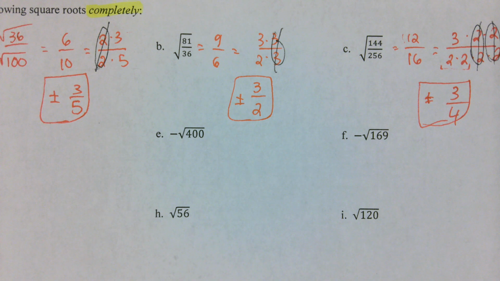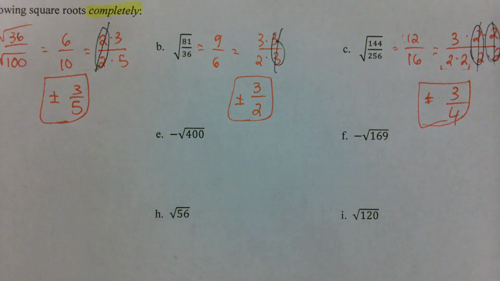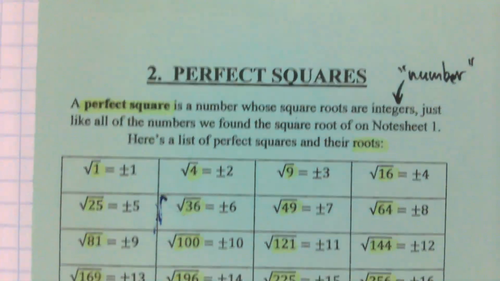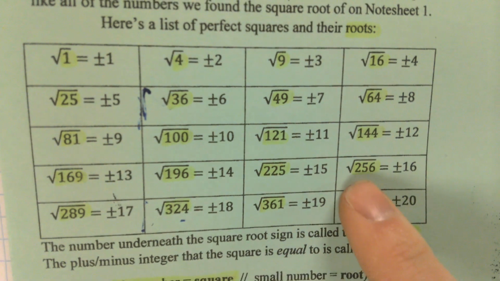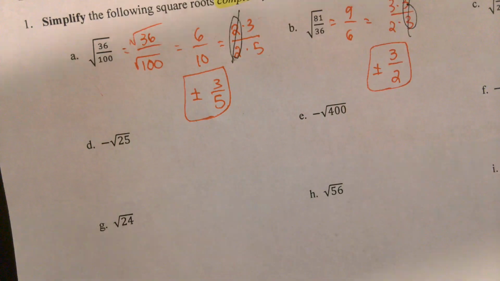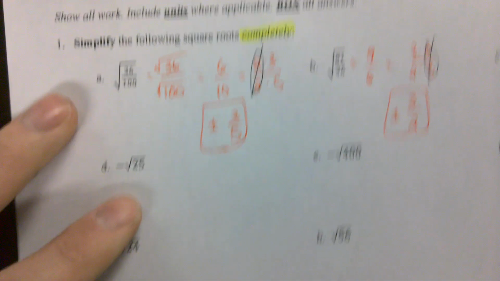So fractions, even though they're a little bit scary, it's all going to be perfect square fractions. So as long as you know your perfect squares, even if you don't know your perfect squares, we have note sheet 2 right about here that has all our perfect squares. You can see, oh, root of 256 gives me 16. Okay? So use that for sure.